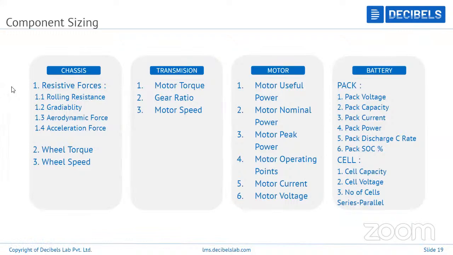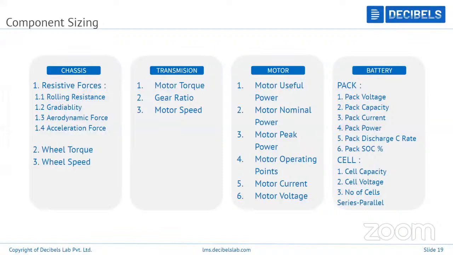So what component sizing can be done in MBD? You can calculate the resistive forces such as rolling resistance, gradability, aerodynamic force, acceleration force, wheel torque, wheel speed, motor torque, motor speed. You can play with gear ratios n number of times to come up with the right gear ratio which would perform at high efficiency of your motor for all the torques and speeds, motor operating points. Then useful power, nominal power, peak power. What are the operating points, motor current, how the motor current varies along with the load and drive cycles, voltage. And you can talk about battery packs.